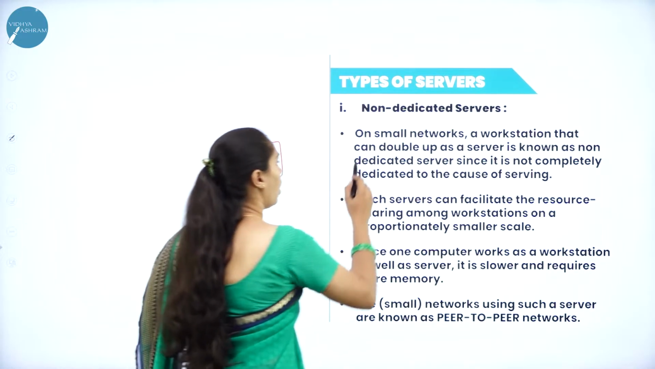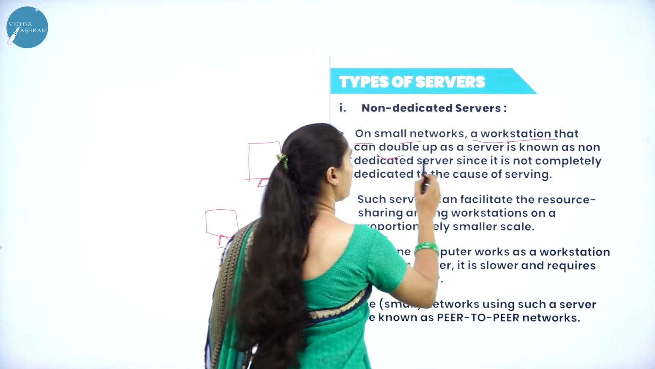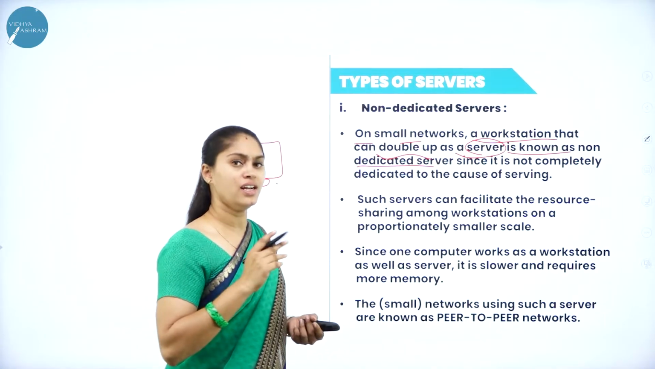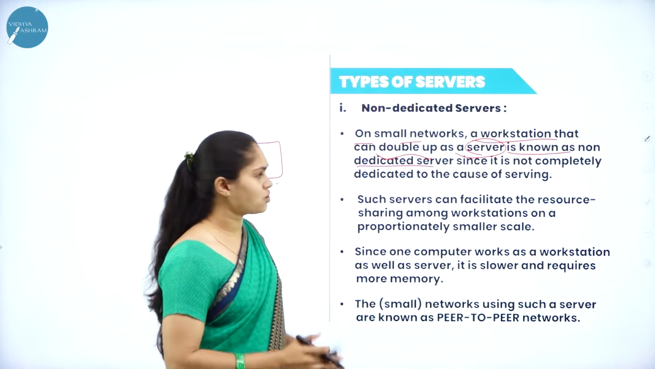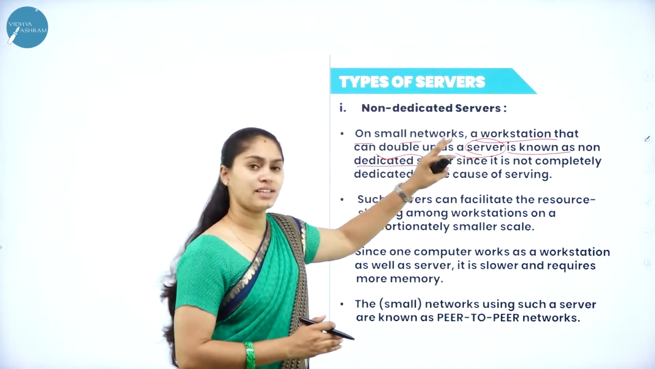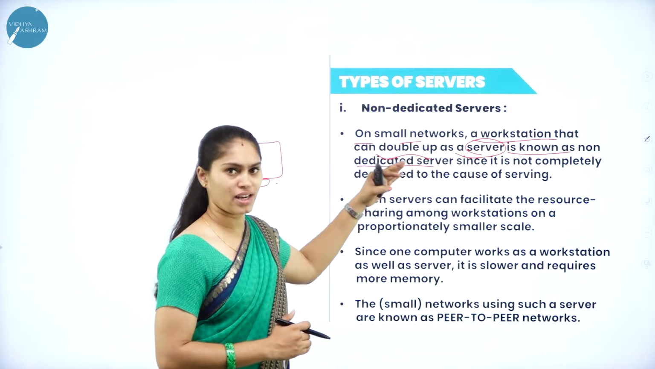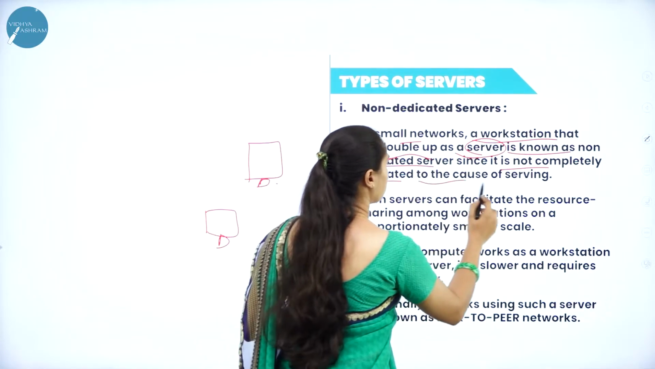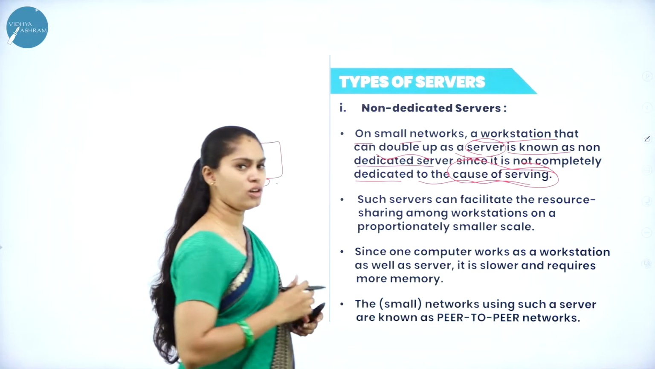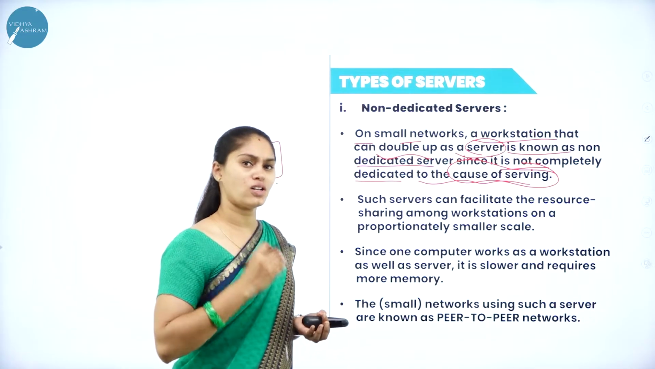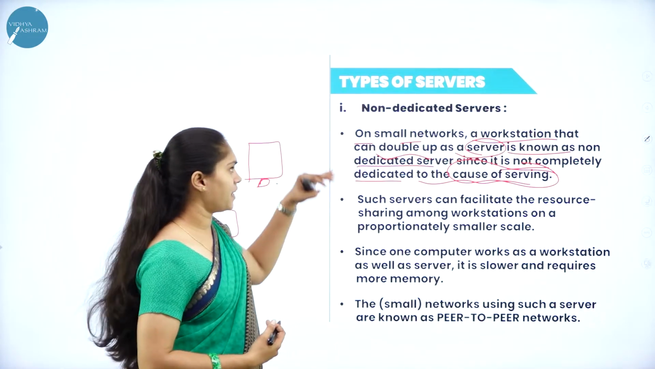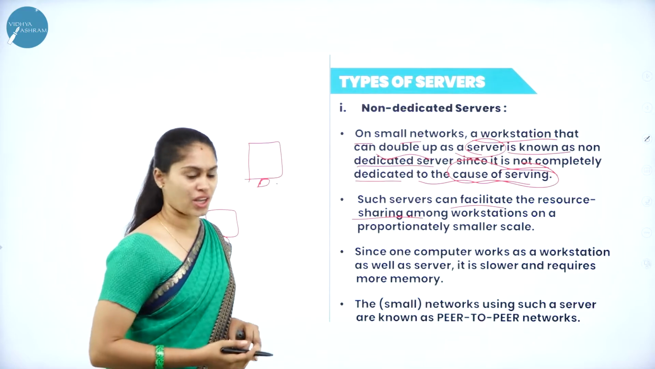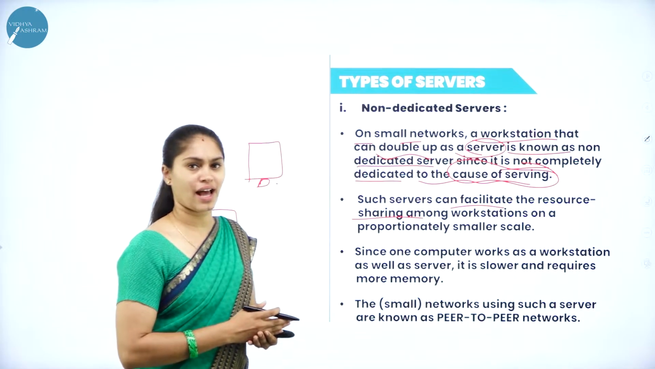So you can see here, on a small network, a workstation that can double up as a server is known as a non-dedicated server. It is going to take more burden, like it will act as a workstation as well as the server. Then we are going to call those kinds of small network computers non-dedicated servers. So it is not completely dedicated to the cause of serving. It also serves the purpose of a workstation and also acts as a server. This kind of non-dedicated server has a facility to share resources among the workstations, and also acts as a server.